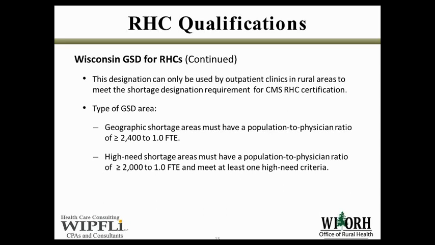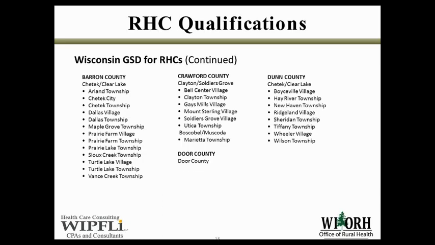We've included some of the criteria that the state of Wisconsin uses in terms of the physician to population ratio. There are 2 different levels of need identified. One is that the shortage area has a population to physician ratio greater than 2,400 to 1 physician, so a population of 2,400 individuals for every 1 physician full-time equivalent. A high need shortage area must have a population ratio of greater than 2,000 to 1 and meet at least one of the high need criteria in addition to the physician to population ratio.